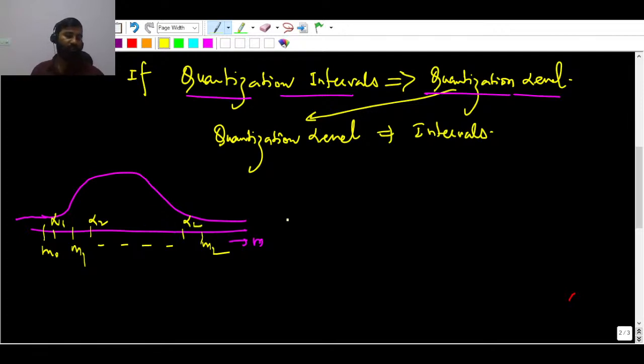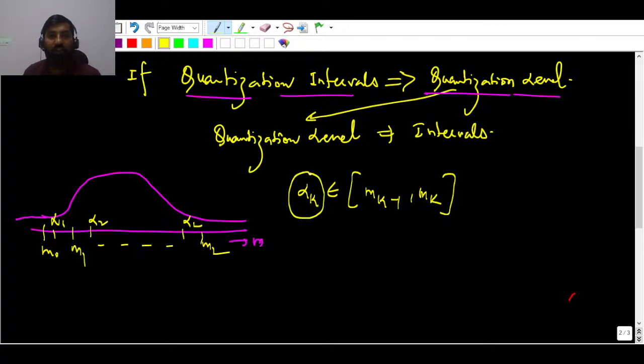So what you can do here is, you can say that this alpha k lies between what? This alpha k lies between m k minus 1 to m k. You can choose it for k intervals. So suppose there are k intervals. I have taken L intervals, but you can consider k intervals. If you choose alpha k in this interval, then the quantization noise error will be minimized.